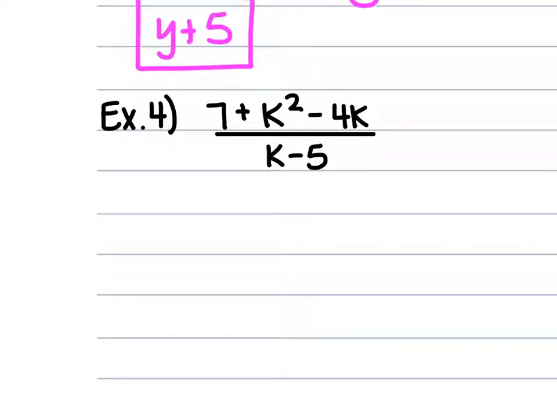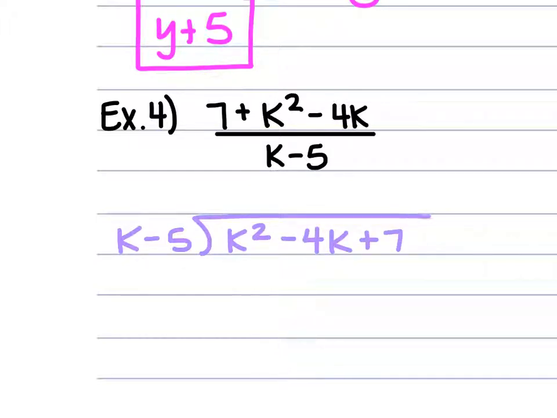For example 4, we have 7 plus k squared minus 4k divided by k minus 5. So that k minus 5 is going to go on the outside. And then that 7 plus k squared minus 4k has to be put in standard form first. So that k squared minus 4k plus 7 is what's going to go on the inside. So k times what is k squared? K. Multiply the k by k minus 5. We're going to get k squared minus 5k.